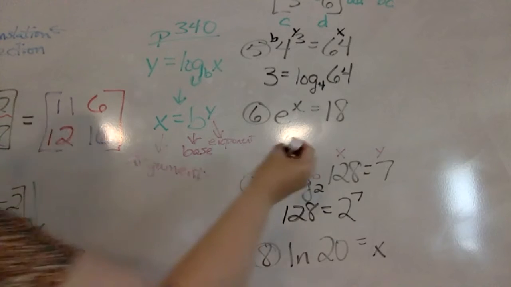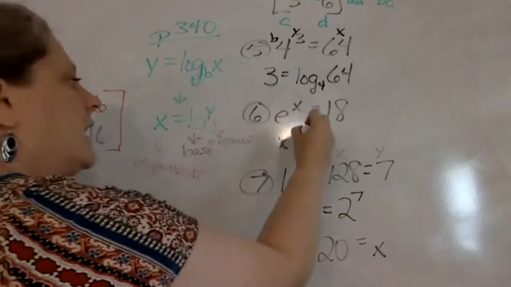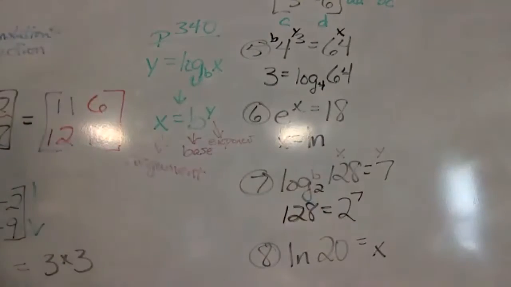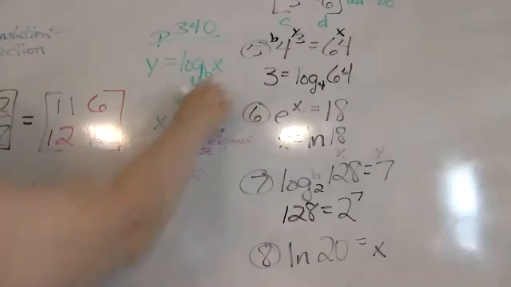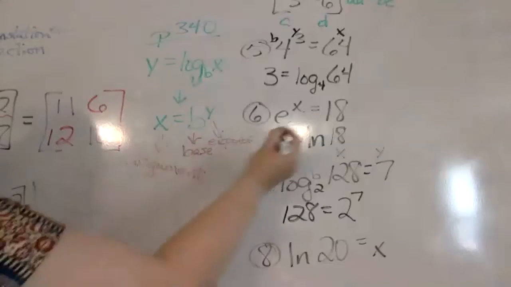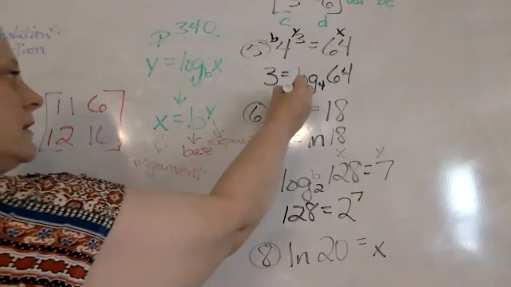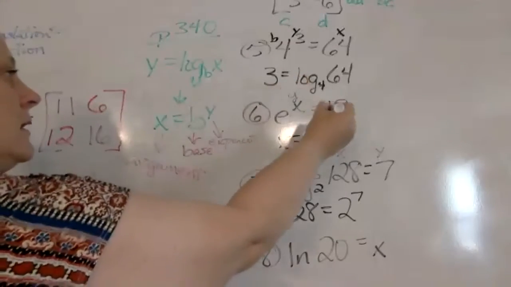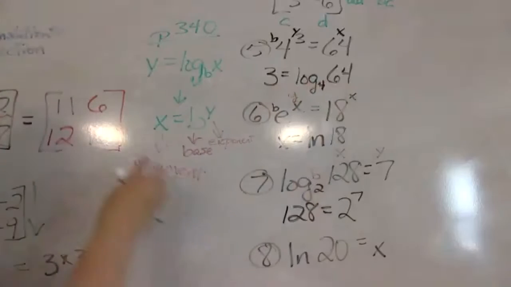Our exponent x is equal to, remember, instead of log, it is ln for natural log. And then you have your 18, your argument. So it's pretty much the same thing. This is your exponent. This is your y. This is your argument. This is your base. So it's like this still, it's just got an e for the base instead of some other number.